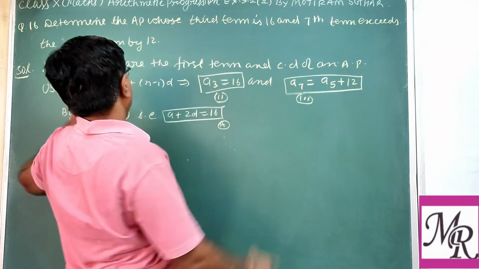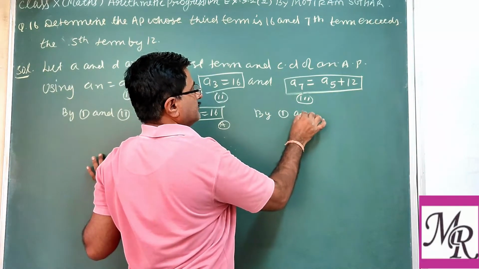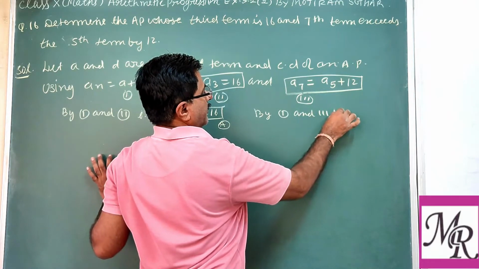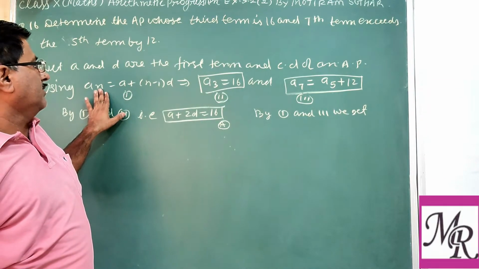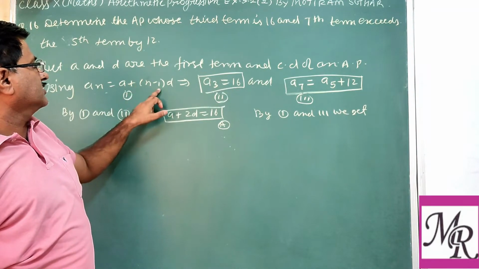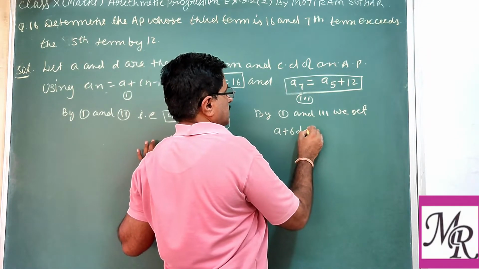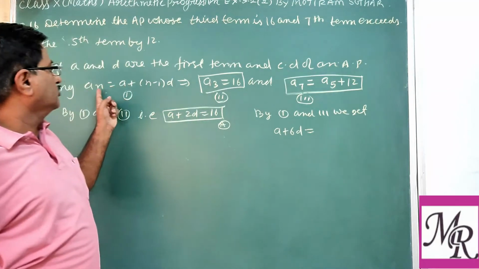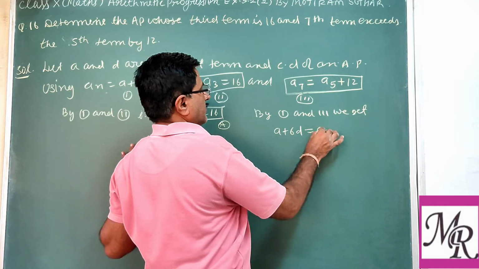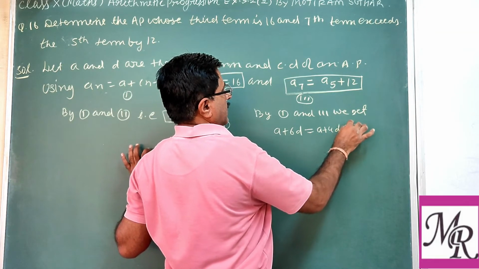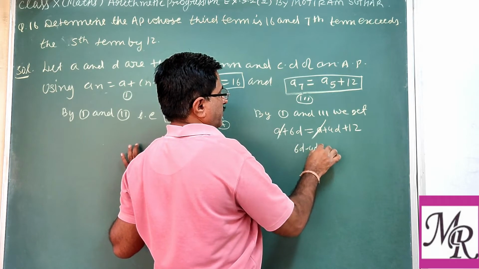For A7, using this formula with n as 7, the seventh term will be A plus 6D. For the fifth term, use n equal to 5, so A plus 4D. So A plus 6D equals A plus 4D plus 12. So A will be cancelled out, 6D minus 4D.